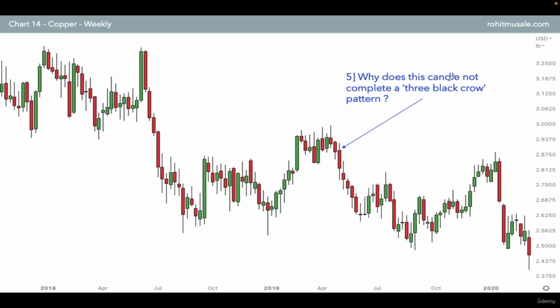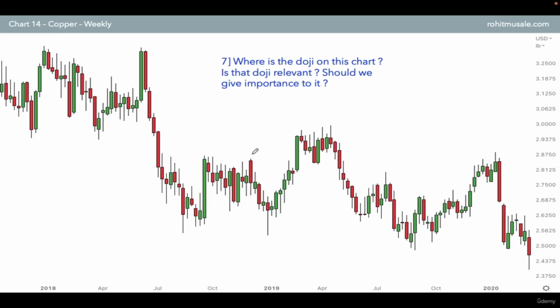Number 5. Why does this candle not complete a 3 black crow pattern? So this one. Number 6. Spot a star on this chart. Number 7. Where is the doji on this chart? Is that doji relevant? Should we give importance to it?